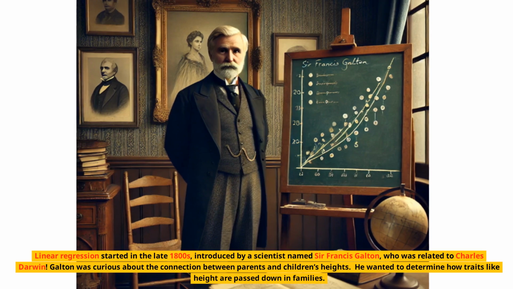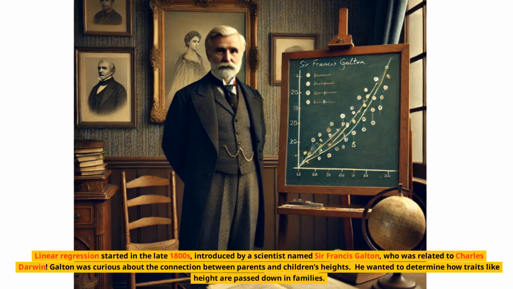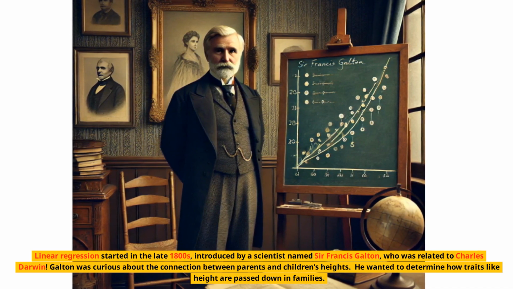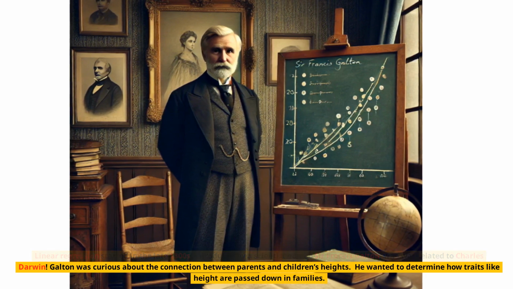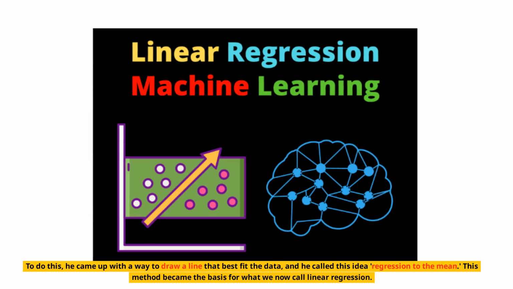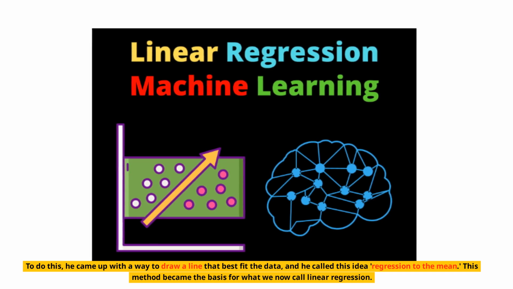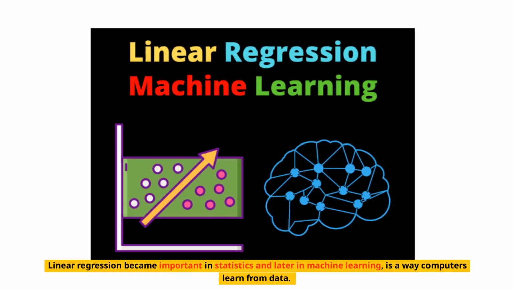Linear regression started in the late 1800s, introduced by a scientist named Sir Francis Galton, who was related to Charles Darwin. Galton was curious about the connection between parents and children's heights. He wanted to determine how traits like height are passed down in families. To do this, he came up with a way to draw a line that best fit the data, and he called this idea regression to the mean. This method became the basis for what we now call linear regression.